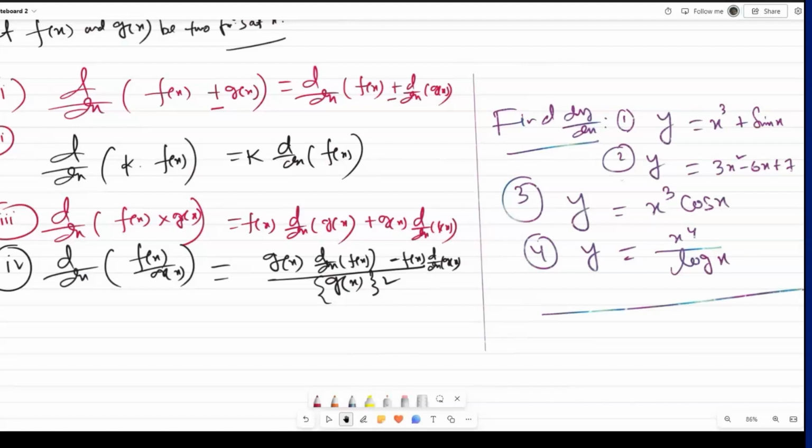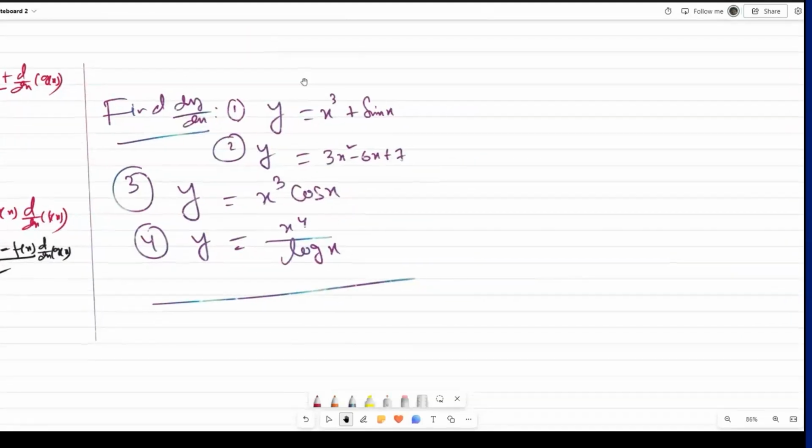Let me do these 4 sums. Then I'll give you a set of 4 problems later. You try to understand this. Keep the formula ready with you. Formula always in my mind. See how to use the concept you have got, how to differentiate this function.